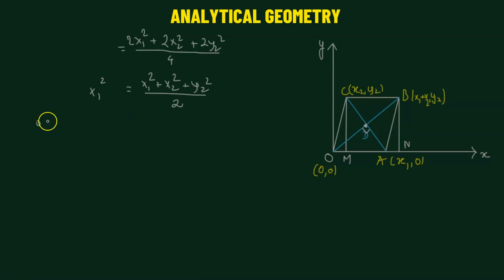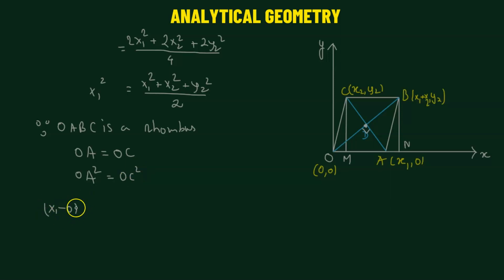Fine. Now since we have the rhombus OABC, that would mean that the sides are equal. We all know of this. So OA must be equal to OC. Now we have defined the value of OA, so let's square it. OA squared will be equal to OC squared. If we use the distance formula, this is going to be (x1 minus 0) whole squared plus (0 minus 0) whole squared, that's the length of OA, and OC is going to be (x2 minus 0) squared plus (y2 minus 0) squared.